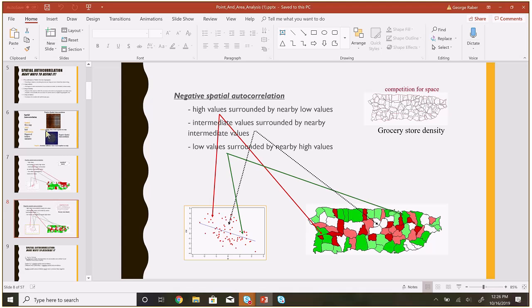That's what this is saying. High values are surrounded by nearby low values. Intermediate values are surrounded by nearby intermediate values. And low values are surrounded by nearby high values. So why could that be? What could be the spatial process that explains this scenario here, or this pattern on the landscape?